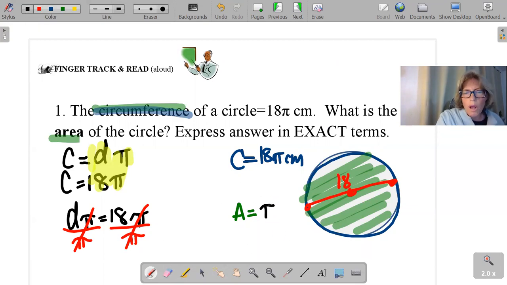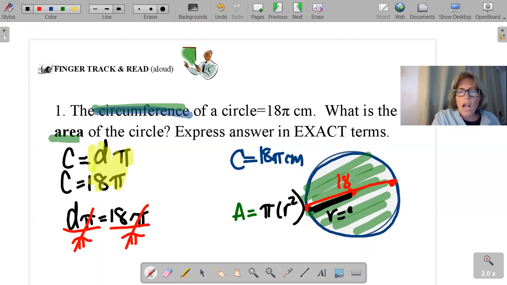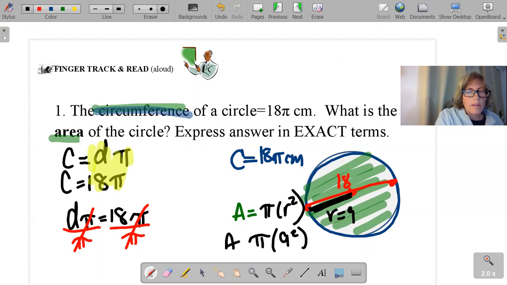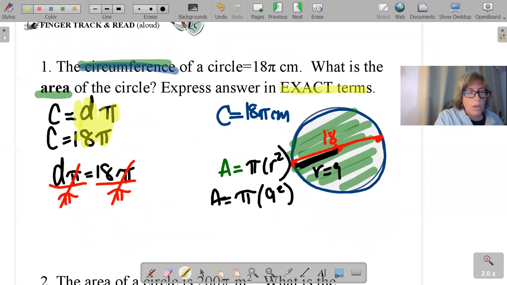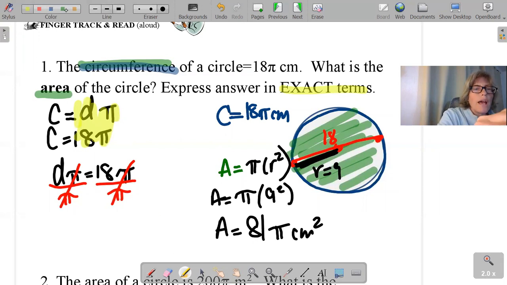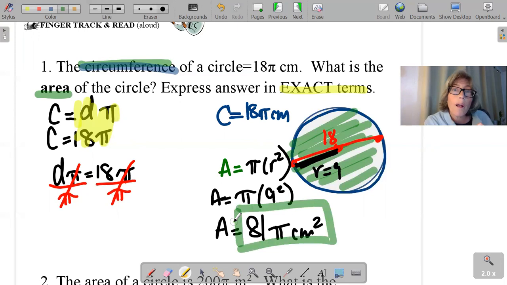Now we come here to the area. And area is going to be pi, parentheses, r squared. So you always trace what you want. We want the radius, which is 9. So it's 9 squared times pi is your area. It says express in exact terms. That means no calculator. 81 pi centimeters squared. There you go. That is your exact form of this area. Always write out every equation associated with what's going on.